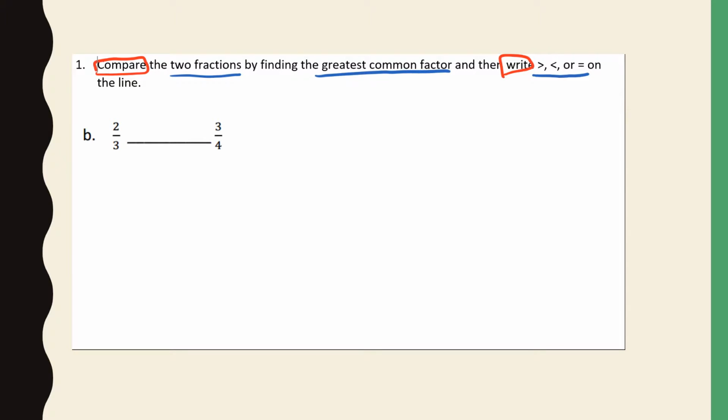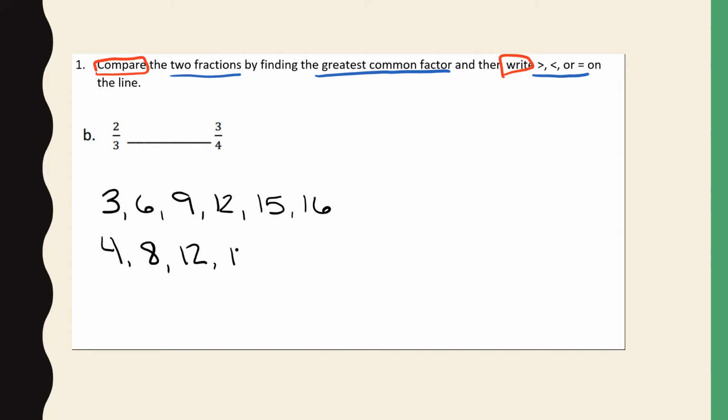So our first fraction is 2/3. So I'm going to write out the multiples of 3. 3, 6, 9, 12, 15, 18. Then I'm going to write out my multiples of 4 for 3/4. 4, 8, 12, 16, 20. So I'm looking for a number that's on both lists. And the first number that comes up is 12. So 12 is going to be our common factor.